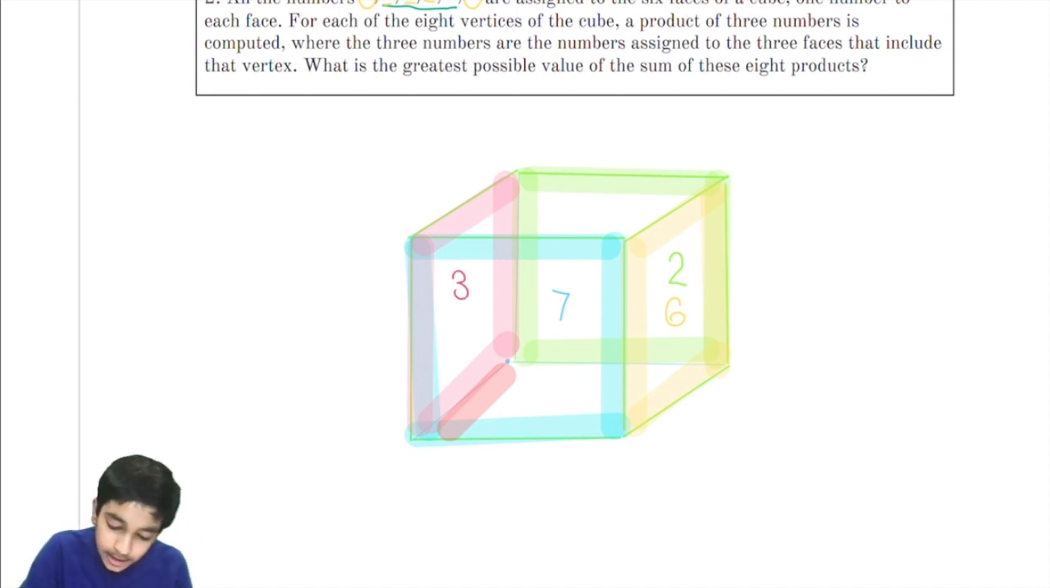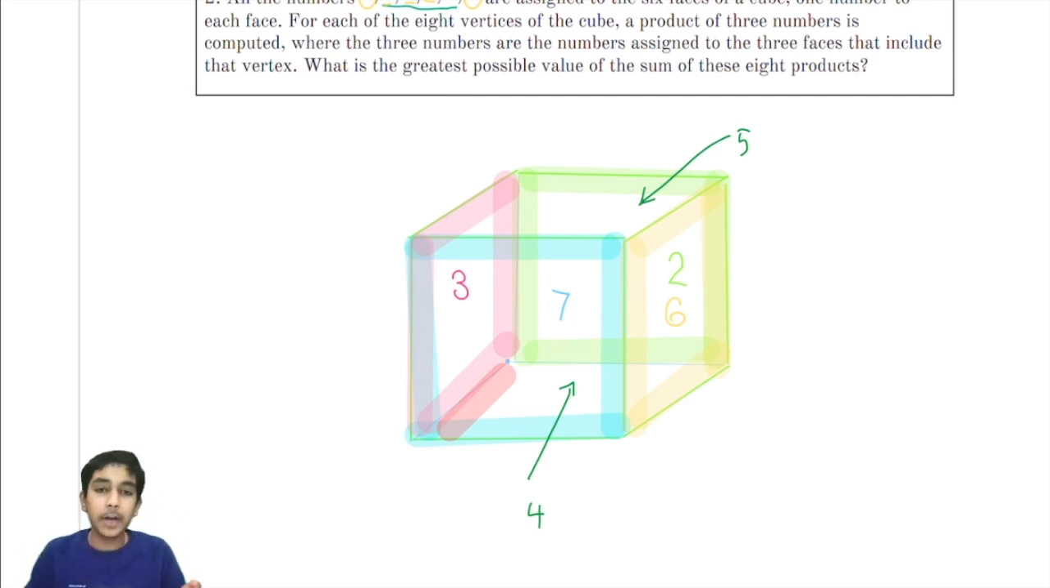And now we just put the 2 remaining faces, 5 and 4, on the top and the bottom. So the top face will be 5, and the bottom face will be 4. It doesn't really matter which order you put them in. It will result in the same product either way.